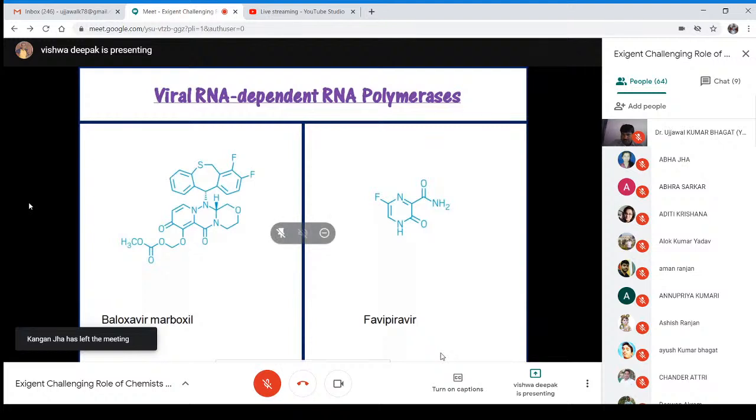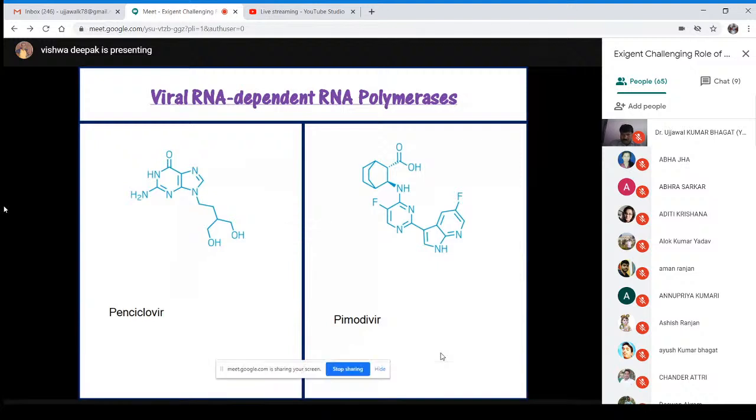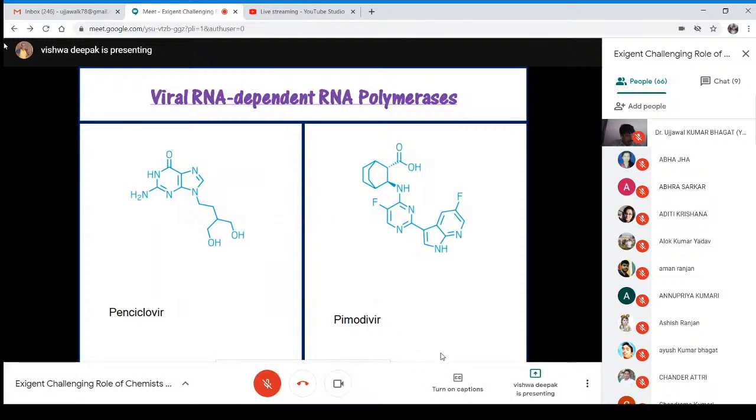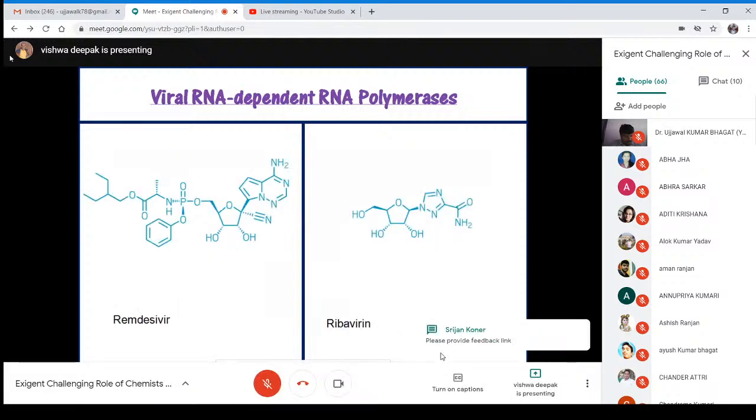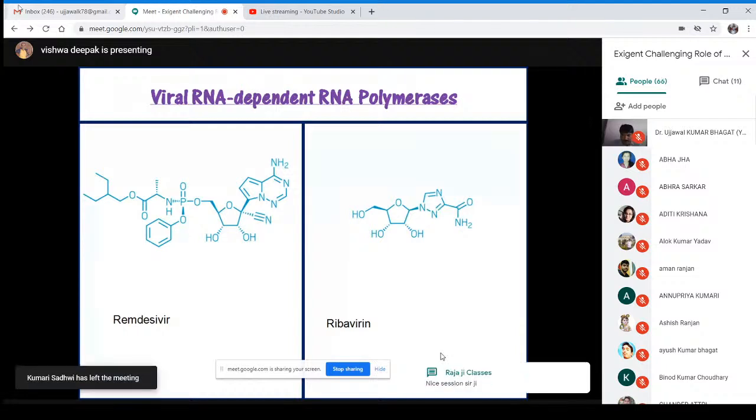Baloxavir, favipiravir, acyclovir, pimodivir, these drugs already exist and they were being used in the clinics. We are again using them against COVID-19. This ribavirin, this remdesivir, is a very famous molecule and has got approval to be used against COVID-19 infection.